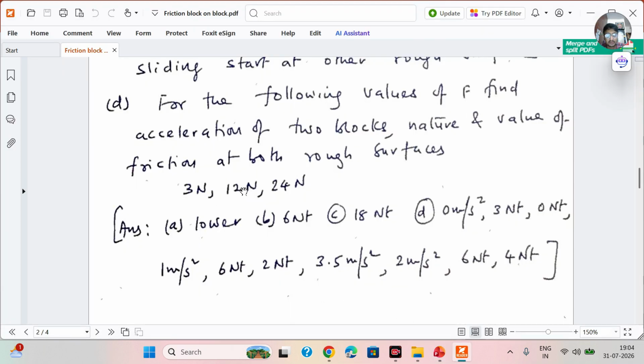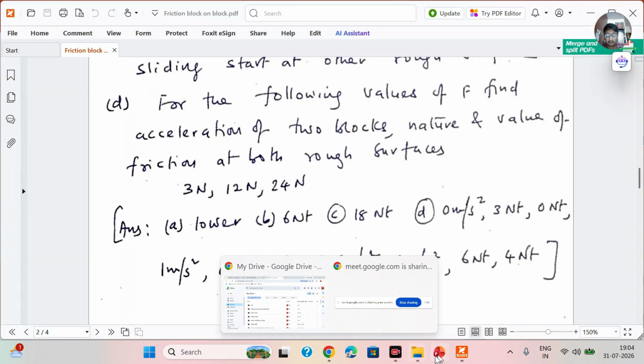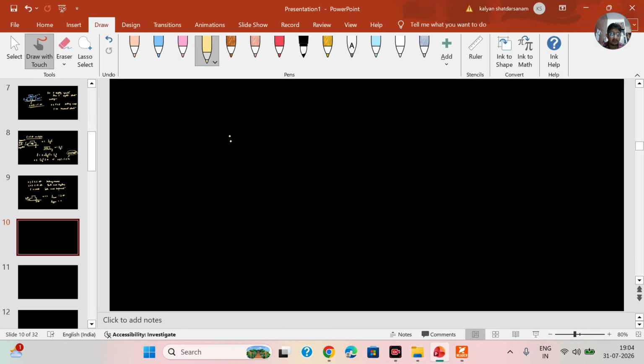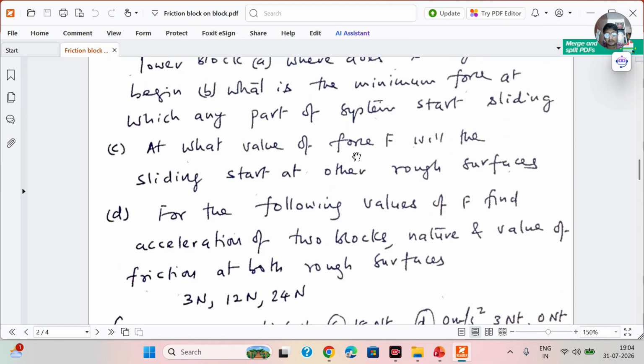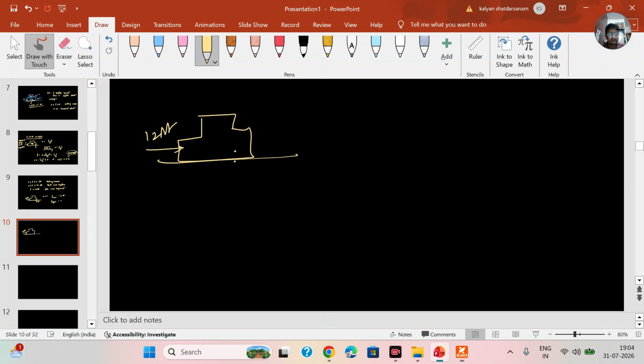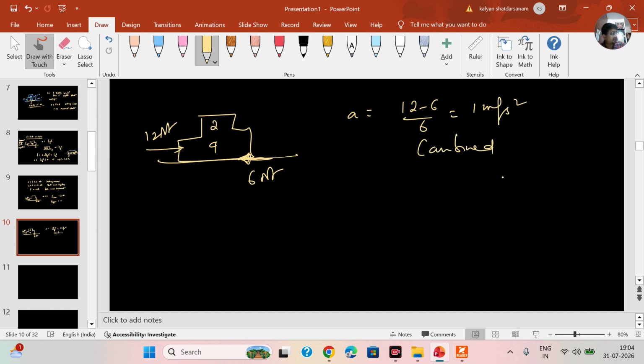Then what about when F is 12 Newton? When F is 12 Newton, both the blocks, 2 and 4 kg, move together. So there is a kinetic friction of 6 Newton here. So acceleration is (12 minus 6) by 6, or 1 meter per second squared. This is the combined acceleration. Up to 18 they move together.